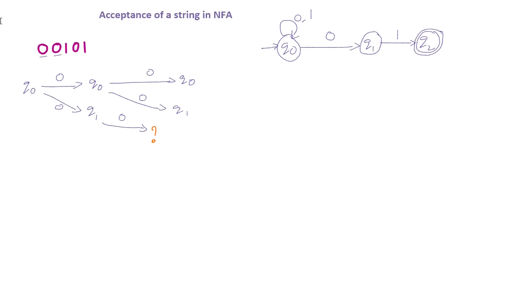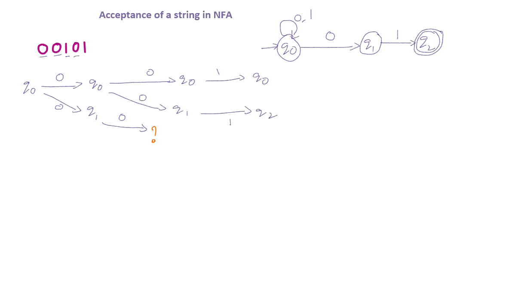The third symbol to be read is 1, so that Q0 on 1, it is moving to the self state, that is Q0, and Q1 on 1, it is moving to the state Q2 with the symbol 1.